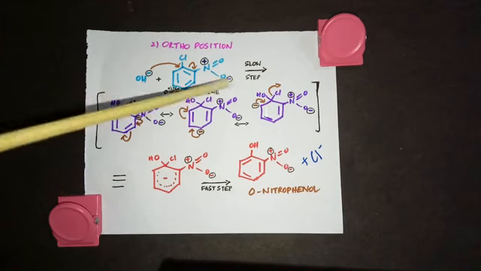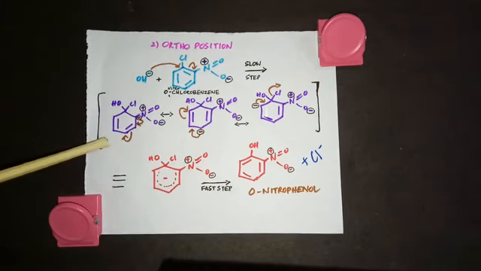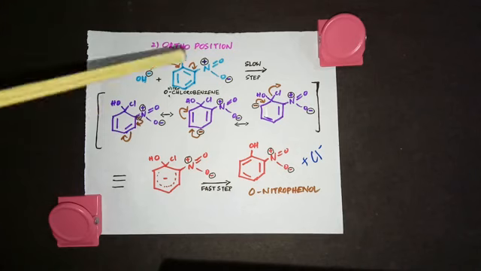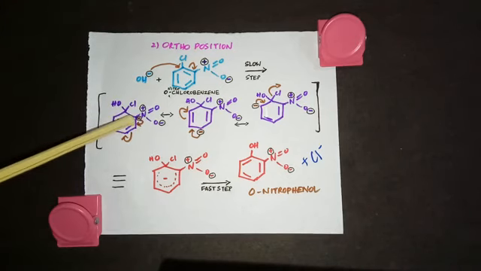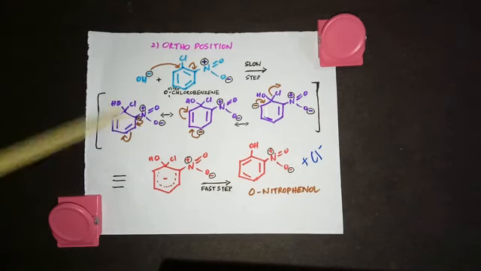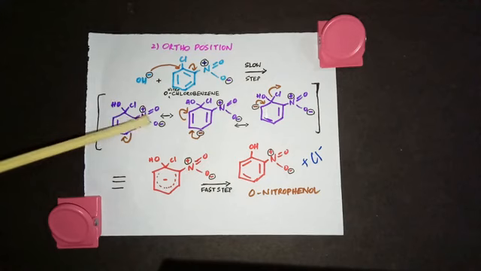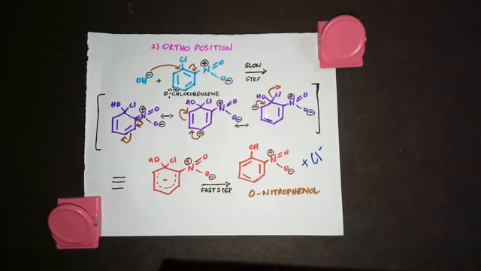So look at this structure. In this structure, you can see a negative charge on the carbon to which the nitro group is attached. I told you in the para position also to note down the structure where the carbon to which the nitro group is attached carries a negative charge. So now I will tell you why I told you to note this negative charge on the carbon to which the NO2 group is attached.